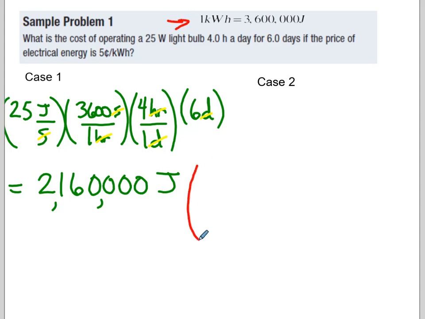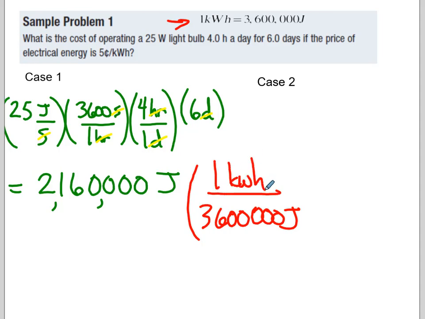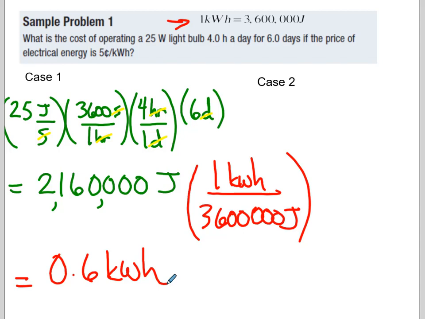If I take the conversion that I've placed up here and set up a little conversion, 3,600,000 joules is the same as 1 kilowatt hour, then I just divide by 3,600,000 and I would get 0.6 kilowatt hours. From a consumer standpoint, that sounds much, much smaller and more agreeable. When I look at it, it costs 5 cents per kilowatt hour, so 0.6 times 5 cents, you're looking at 3 cents to run this light bulb.